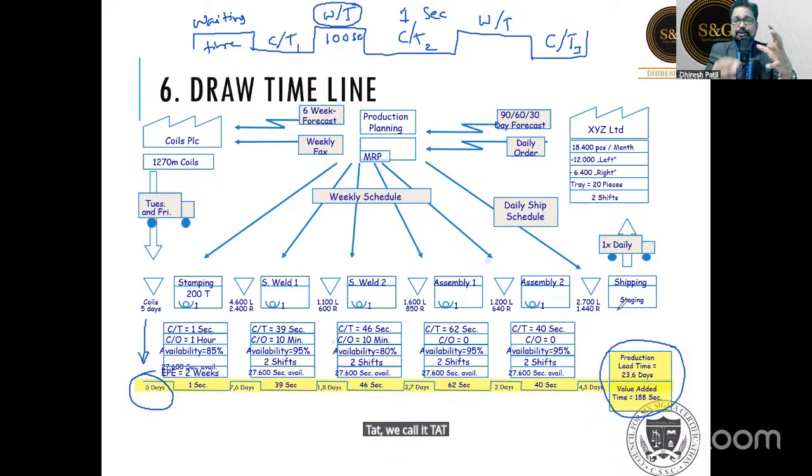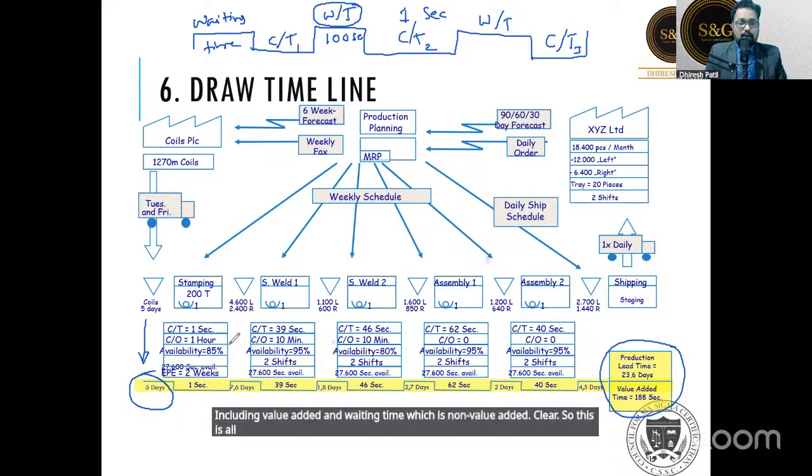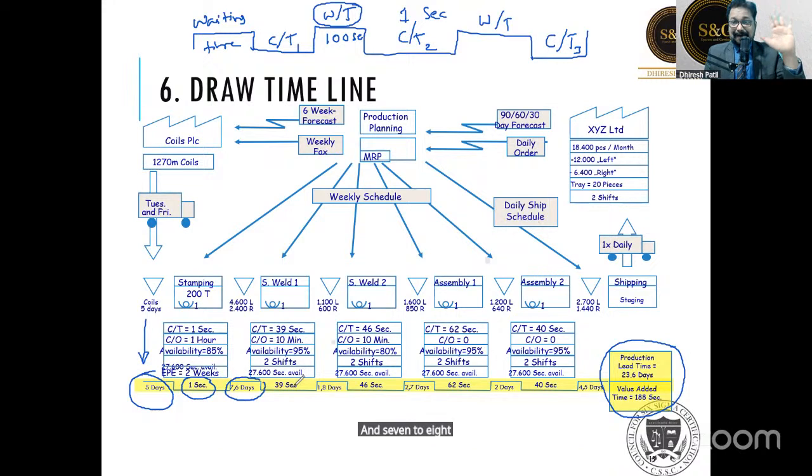TAT is nothing but the total lead time, including value added time and waiting time, which is non-value added. Clear? So this is all. Here you can see 1 second is a cycle time and 7 to 8 days is a waiting time here.